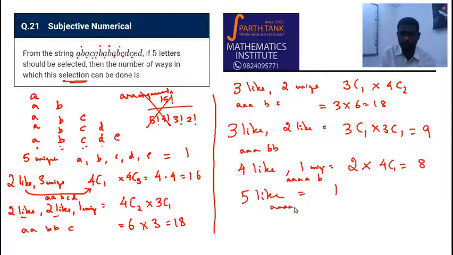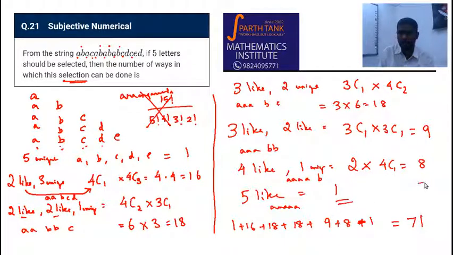So see how many I have: 1 plus 16 plus 18 plus 18 plus 9 plus 8. How much does this evaluate? Oh sorry, plus 1, there is a plus 1 here, not to miss it. So 18, 54, 63, 71. Okay, add all these things, you get 71 ways. So the number of ways of selecting the letters is 71.